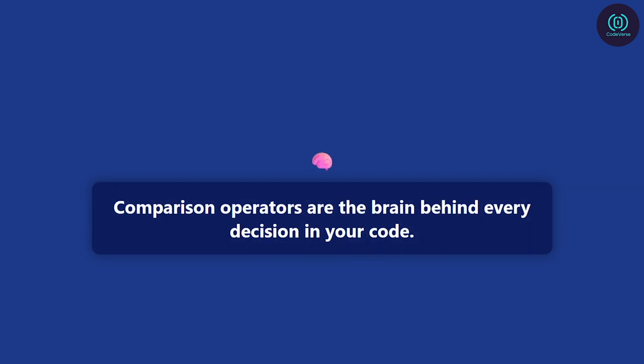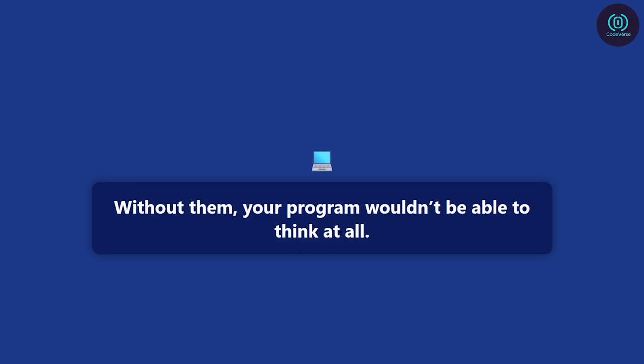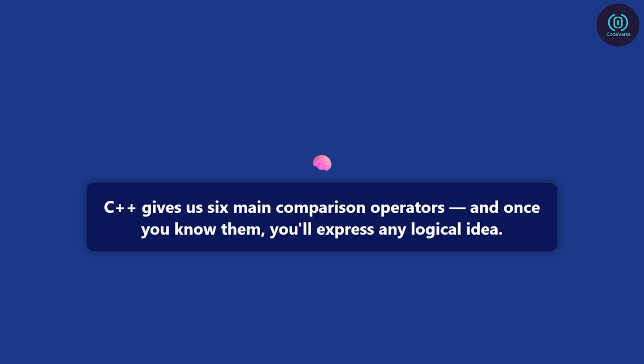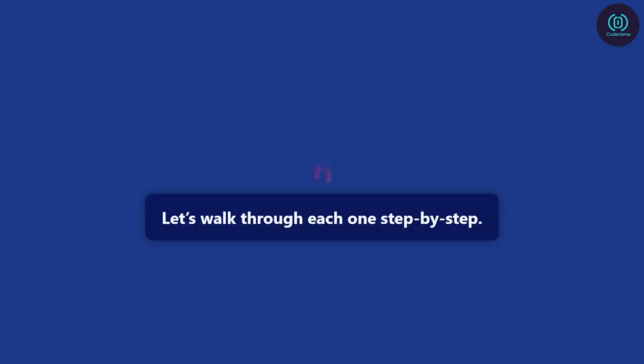In other words, comparison operators are the brains behind every decision in your code. And without them, your program wouldn't be able to think at all. Now let's explore what these operators actually are, and how to use them like a pro. C++ gives us 6 main comparison operators, and once you know how they work, you'll be able to express any logical comparison in your code. Let's walk through each one step by step.